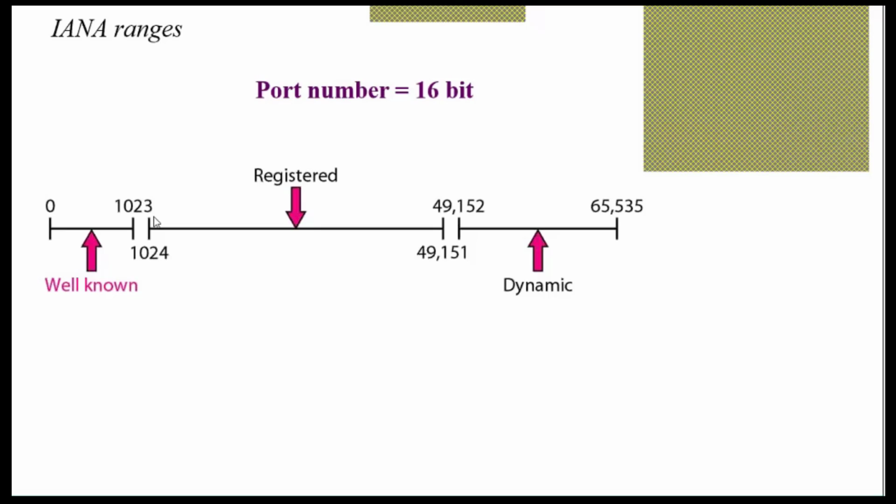That means whenever you open an instance of the browser, your operating system will give you a port number starting from 1024 to 65535. So I already said something about the port number. What is the length of the port number field? The length of the port address is 16 bits.